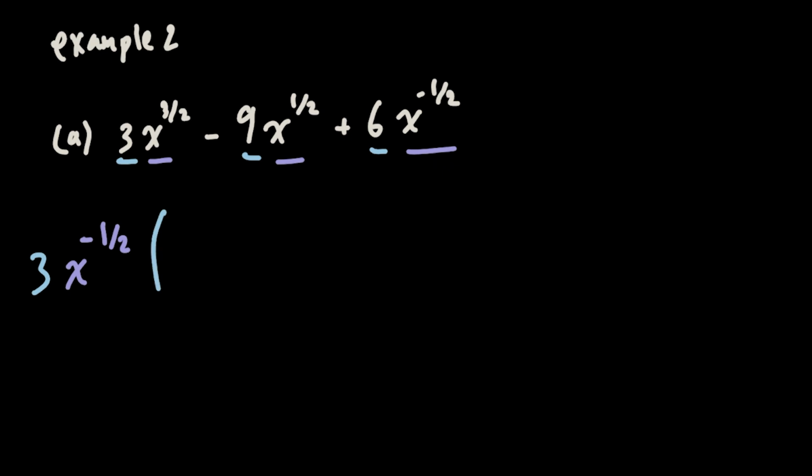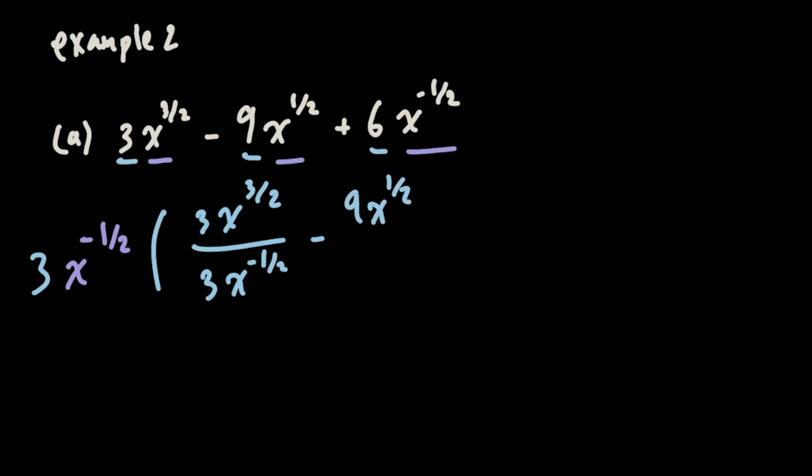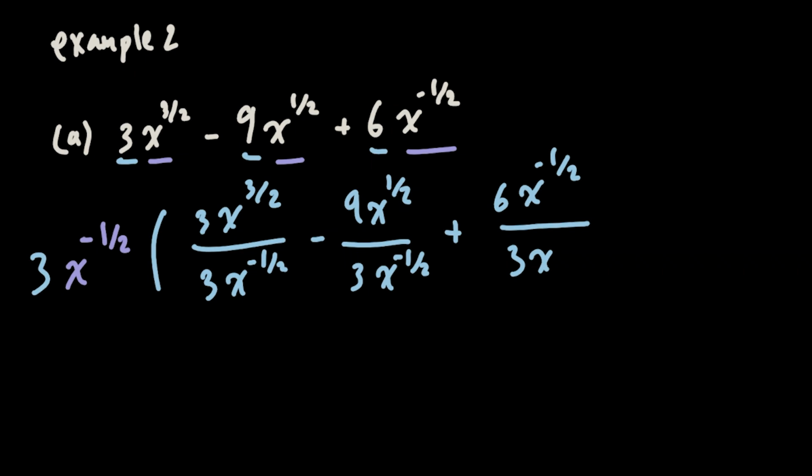So we will take x to the power minus 1 over 2. Okay, so we will multiply this by 3x to the 3 over 2 over 3x to the power minus 1 over 2, minus 9x to the power 1 over 2 over 3 over x to the power minus 1 over 2, plus 6x to the power minus 1 over 2 over 3x to the power minus 1 over 2. Okay, so let's see what we are having here. As you can notice, we can simplify things.